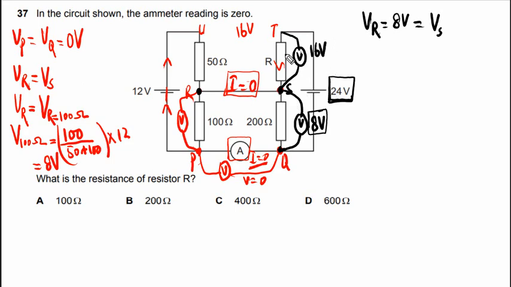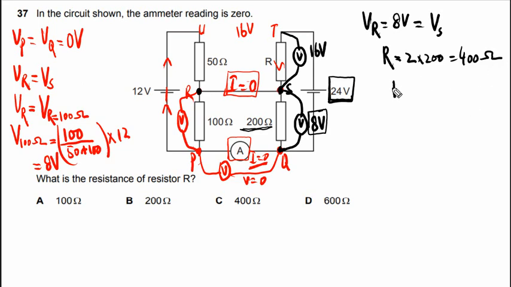Now as you can see here, resistor R and the 200 ohm resistor are connected in series. It means the same current is passing through R and through the 200 ohm resistor, but the potential difference across R is double the potential difference across the 200 ohm resistor. From here we can simply conclude that R is 2 times 200. So the resistance of R is equal to 400 ohms.